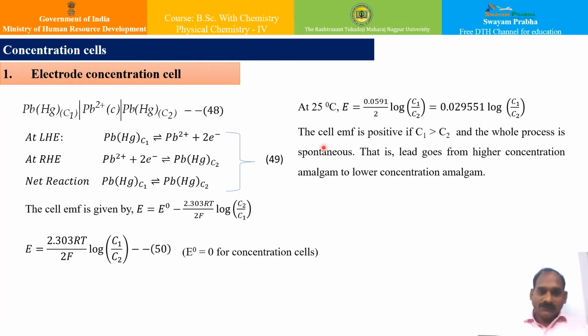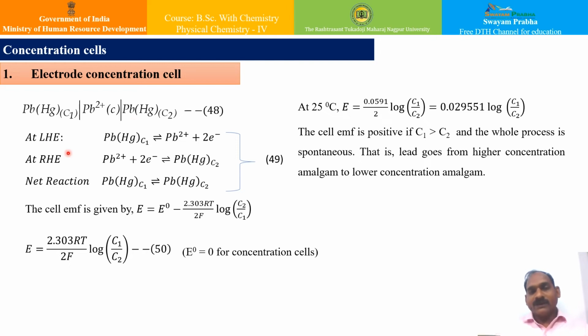Similarly, the other type of cell is the amalgam electrode cell. If I consider this particular cell, wherein lead mercury at one concentration is in contact with lead ion, which is in contact with the other lead mercury electrode at a different concentration. So these two electrodes at different concentrations are dipped in the lead ion solution.